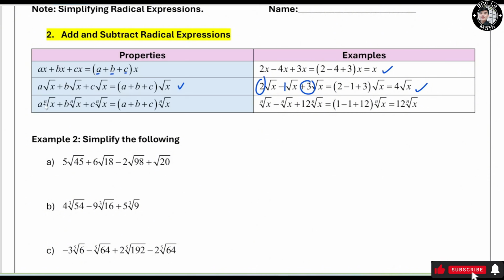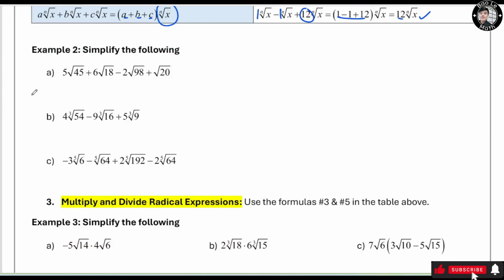Now if we have n root S, we just factor n root S out. We have A plus B plus C, right? So look at this one. Factor n root S out, we have 1 minus 1 plus 12. The answer is 12 times n root S, right? Now, let's take a look at example number 2.